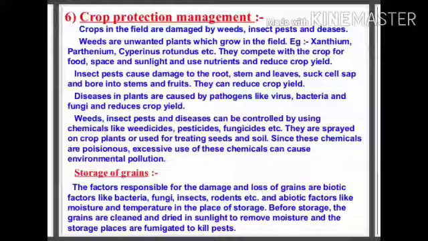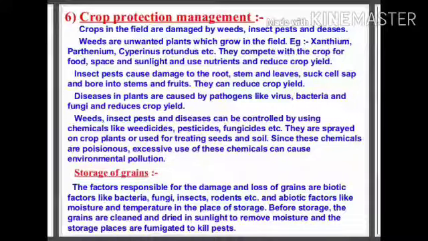So these weeds, insects, pests, and diseases can be controlled by using special types of chemicals like weedicides, pesticides, fungicides. These should be selected separately on the basis of the pests and the crop plants, and used for treating seeds and soil. These chemicals are poisonous. Excess use of these chemicals can cause environmental pollution.